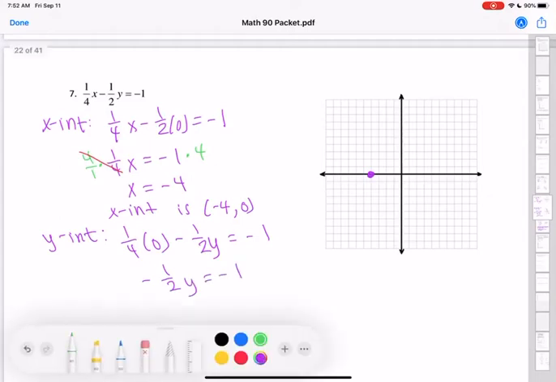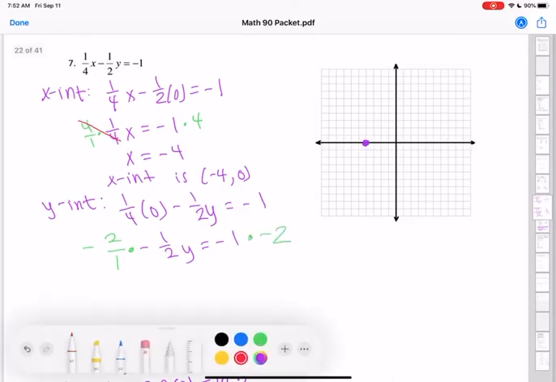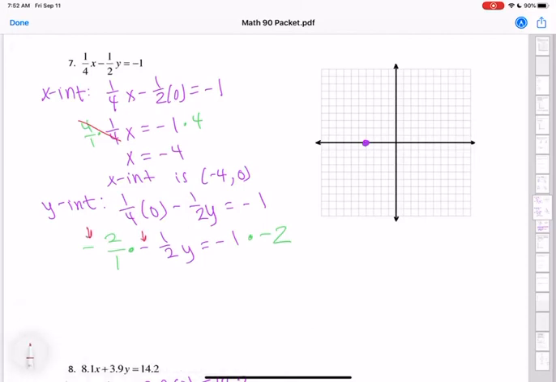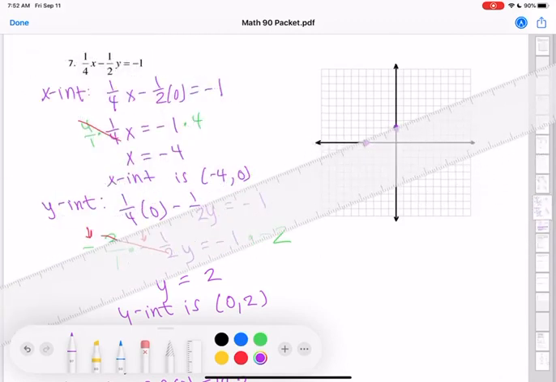Multiply by the reciprocal. At the same time, I'm going to also multiply it by the negative so that I get a positive y, because I don't want to know what negative y is. So I'm going to multiply by a negative 2 over 1. So multiply by negative 2. And we do that because the negative and negative will make it be a positive. The 2's cancel out, so all I have left on this side is just y equals 2. So the y-intercept is 0, 2. We plot that point, connect our dots, and we have our equation graphed.